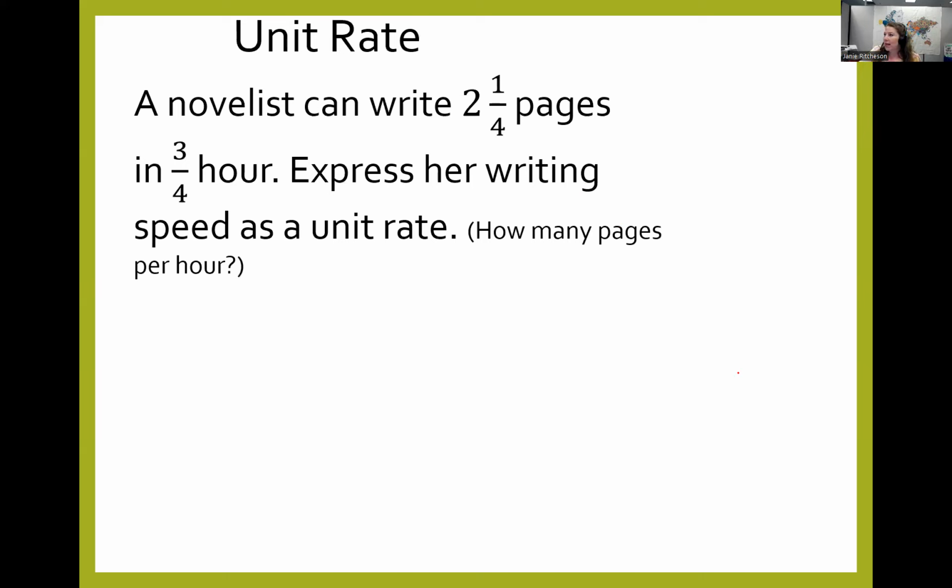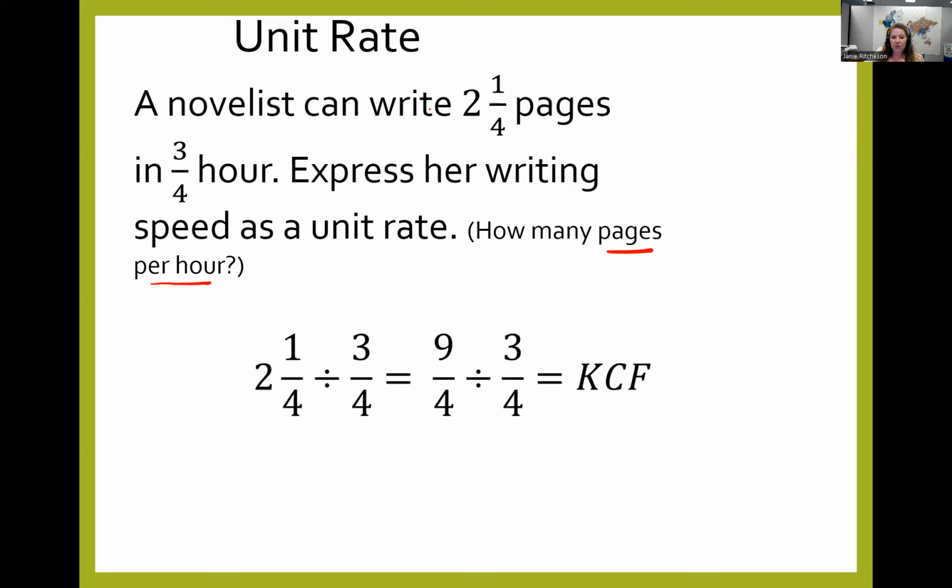All right, sometimes you will have fractions, which is not a problem. We're not scared of fractions. If a novelist can write 2 1/4 pages in 3/4 of an hour, how many pages per hour? So we're going to write our pages, 2 1/4, and divide it by 3/4. So 2 1/4 divided by 3/4. We're going to change this into an improper fraction. So 4 times 2 plus 1, so 9/4. 9/4 divided by 3/4.